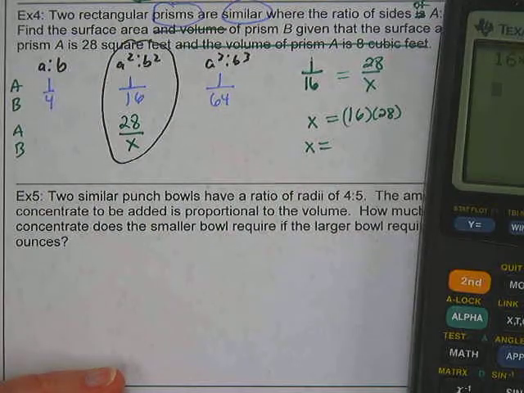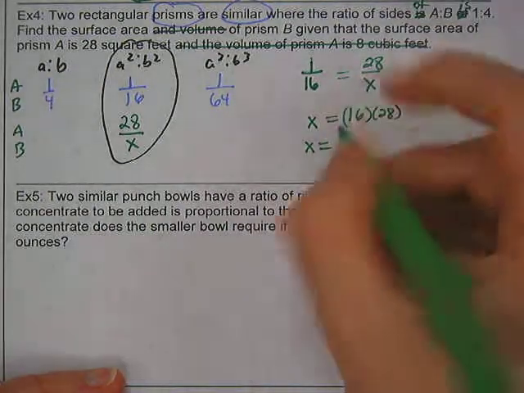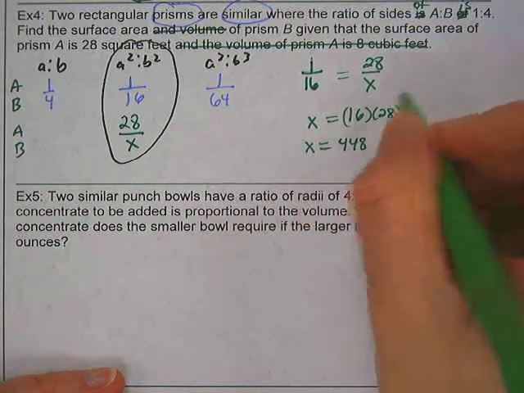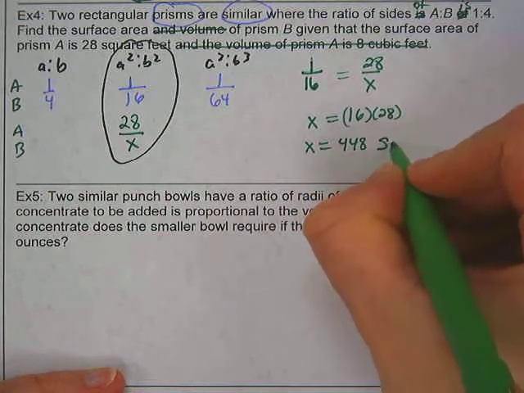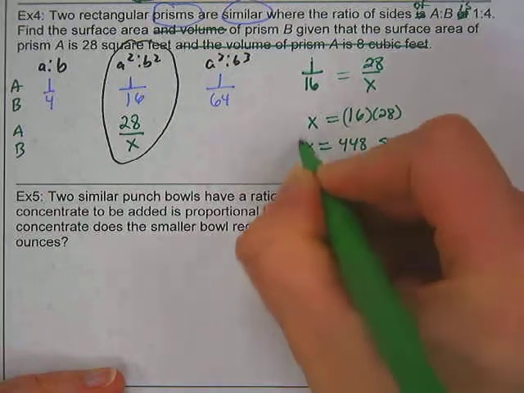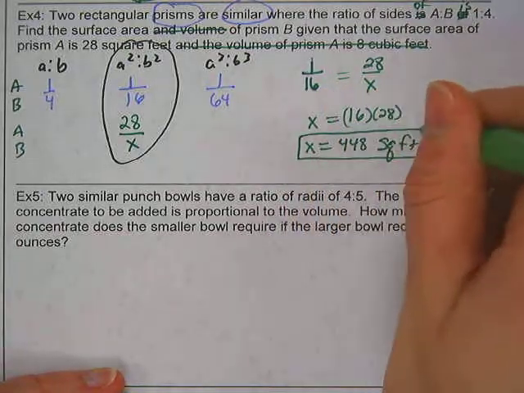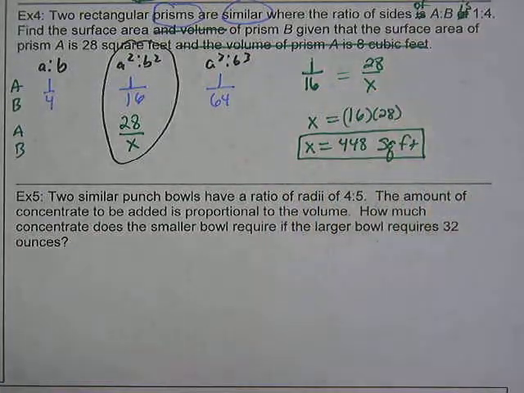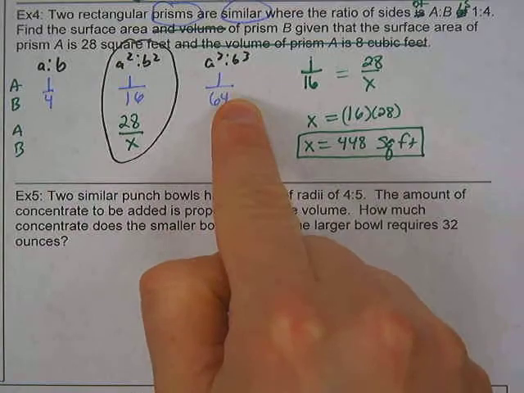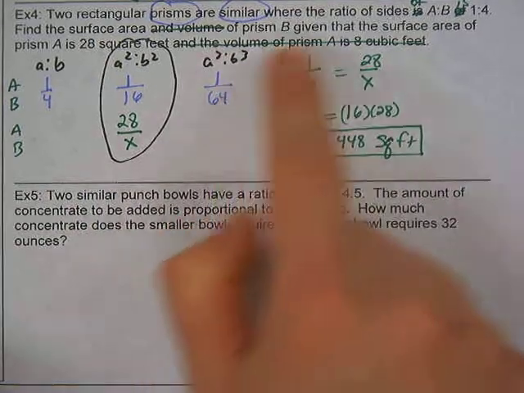Now I just cross multiply to solve. So x is going to equal 16 times 28. So x is going to be 448 square feet.